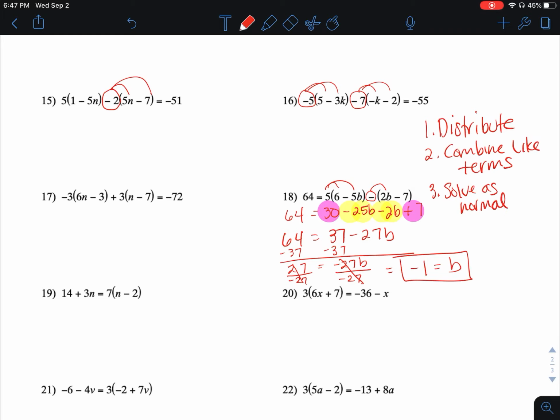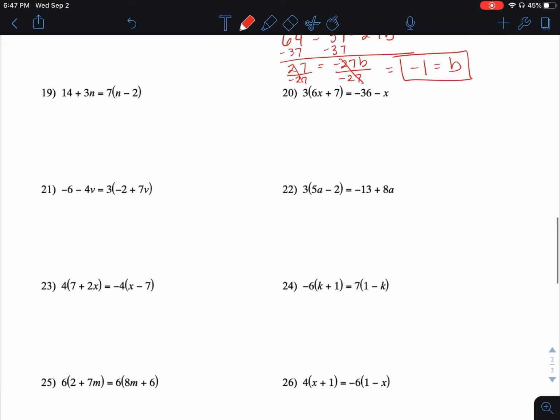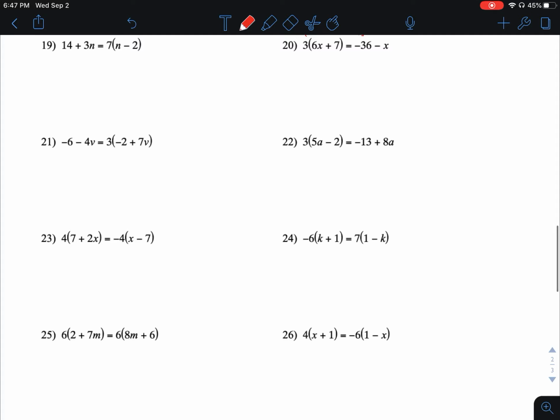And then finally down here, notice that you have variables on both sides of the equal sign. So the first thing we've got to do is distribute. So let's look at number 22. If I'm going to distribute that, this becomes 15a minus 6 equals -13 plus 8a.